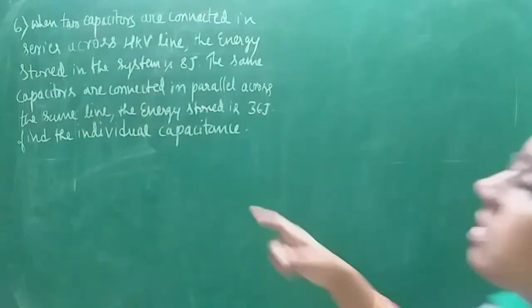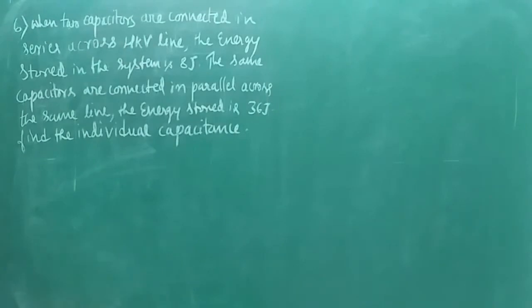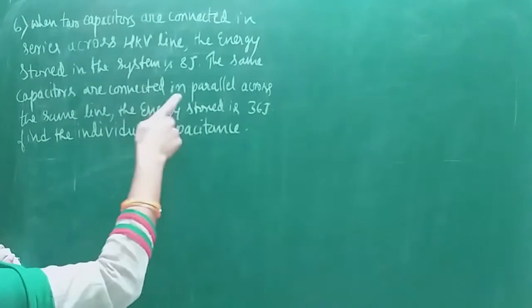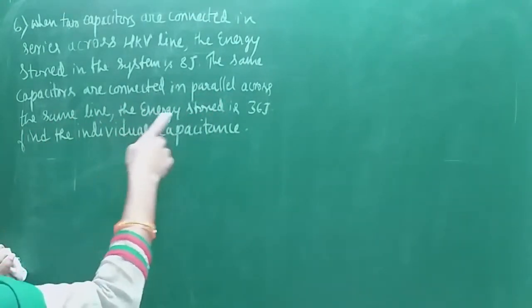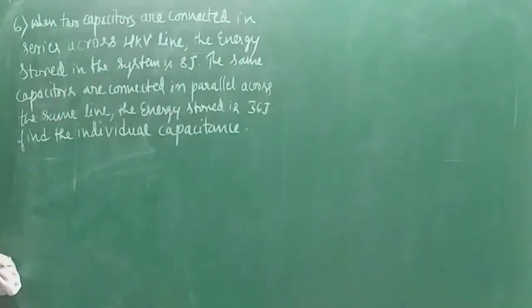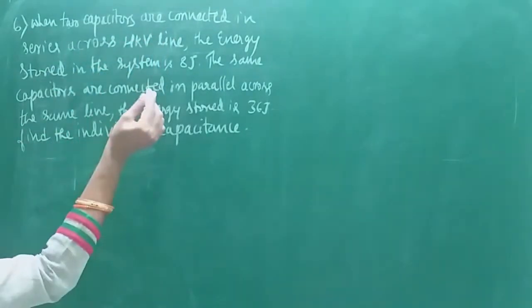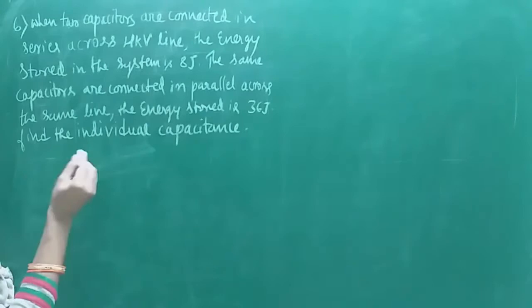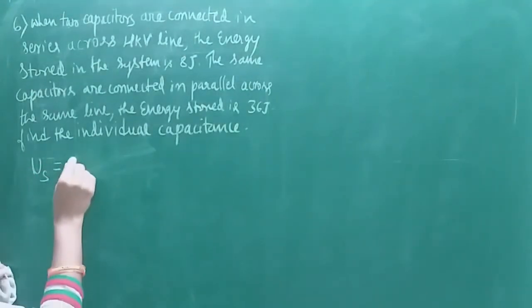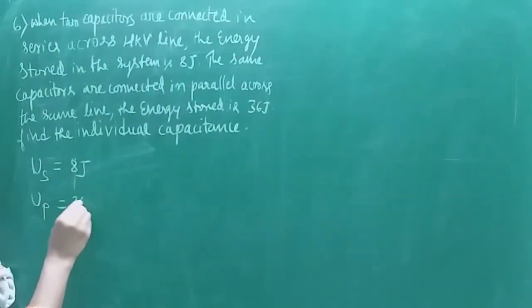The next problem is, when two capacitors are connected in series across a 4 kilovolt line, the energy stored in the system is 8 joule. And when the same capacitors are connected in parallel across the same line, the energy stored is 36 joule. Find the individual capacitances. So the energy stored when they are connected in series is 8 joule, and when connected in parallel is 36 joule.